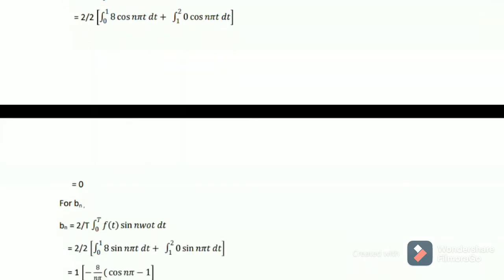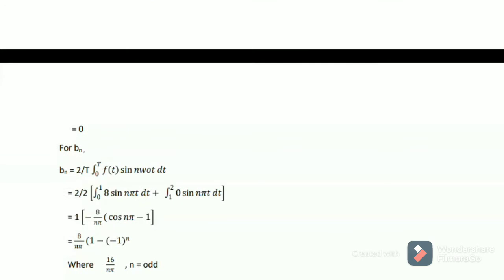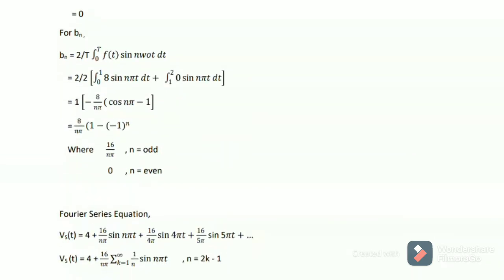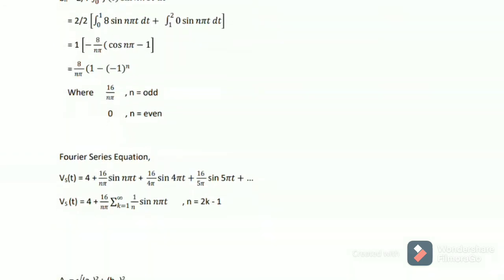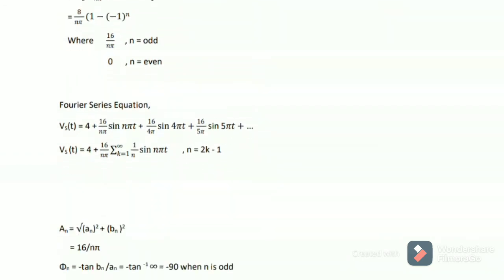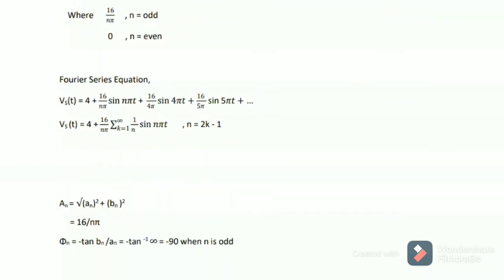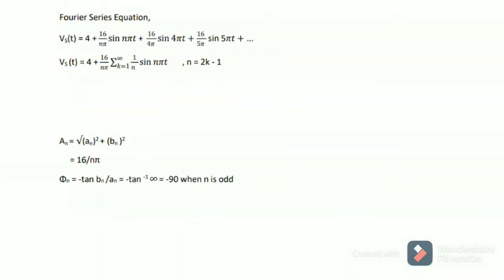Next, for Bn, we know the equation is 2 over T integral T0 f(t) sin(n omega t) dt. We solve the equation and we've got the answer 16 over n pi, where n is odd and 0 when n is even. So this is the Fourier series equation. Next, we need to find the analysis of the Fourier series equation, and we've got the answer is 16 over n pi.